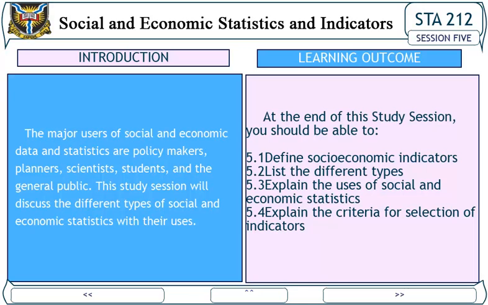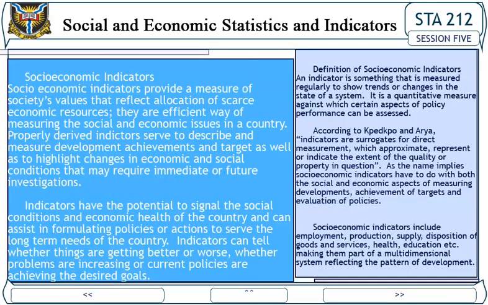Learning outcomes for Studies Section 5. At the end of this study session, you should be able to define socio-economic indicators, list the different types, explain the uses of social and economic statistics, and explain the criteria for selection of indicators.